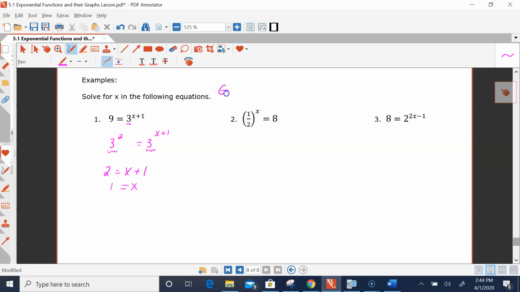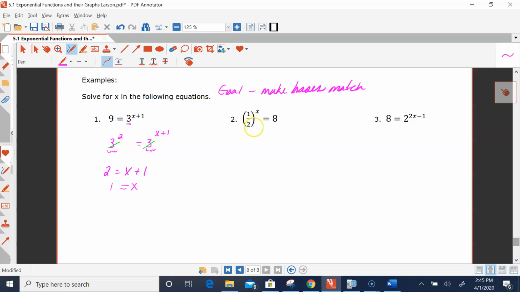So think about your goal in working with the one-to-one property: it is to make the bases match. And once they match, you can just drop them off and solve the resulting equation. So once the bases match, I just drop the 3's off and set 2 equal to x plus 1.